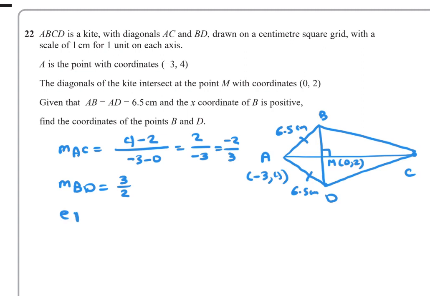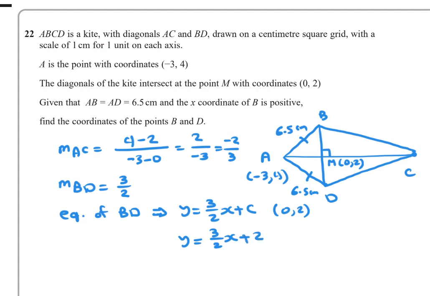So we can find the equation of BD. y equals 3 over 2 x plus C. We have a point on BD which is (0, 2). So by substitution you can find C, or directly, because x equals 0, C equals 2. So the equation of the line BD is y equals 3 over 2 x plus 2.